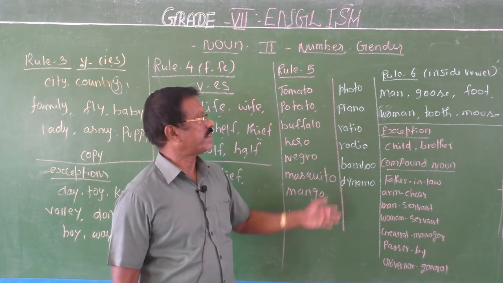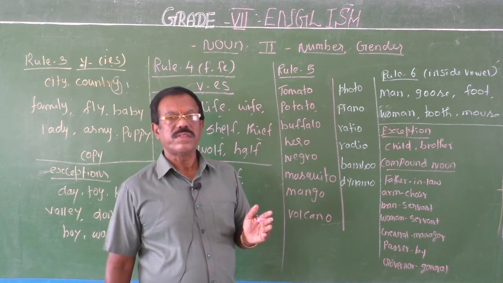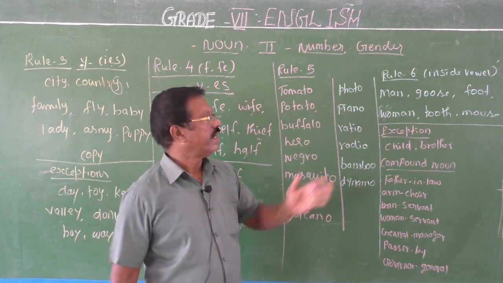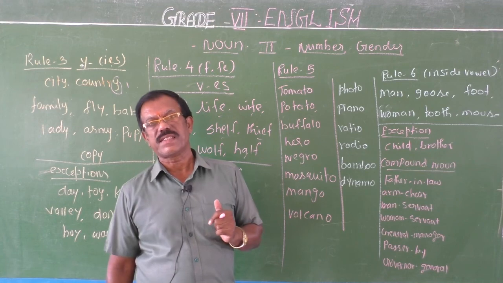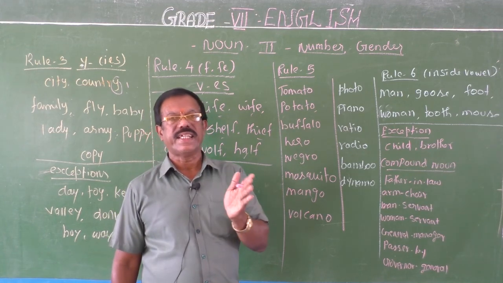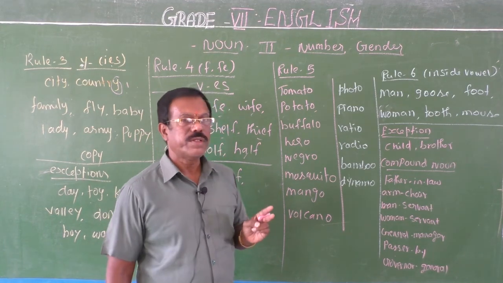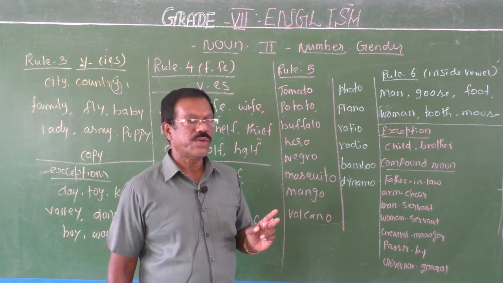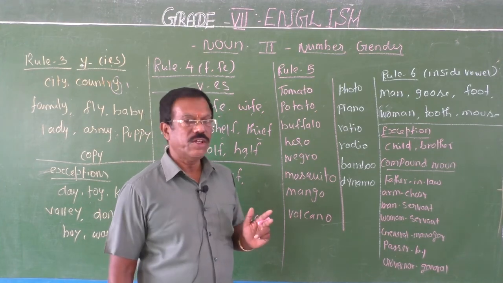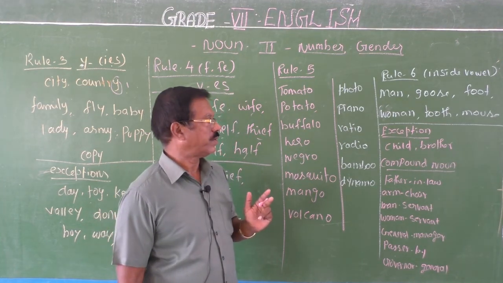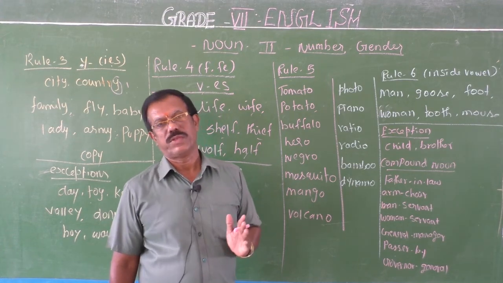We have some exceptional cases here. Such nouns get mere S only, not ES. Keep it in your mind, children. These are all exceptional cases. These nouns never take ES, only S. Photo, photos. Piano, pianos. Ratio, ratios. Radio, radios. Bamboo, bamboos. And dynamo, dynamos.